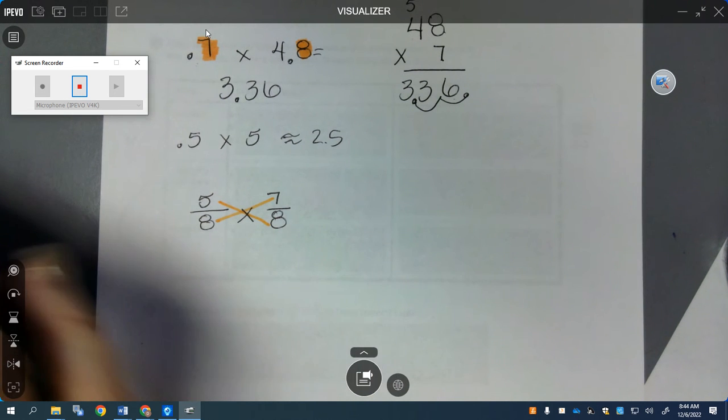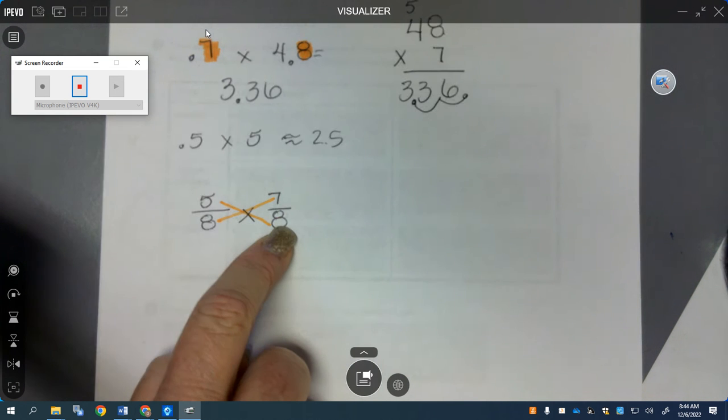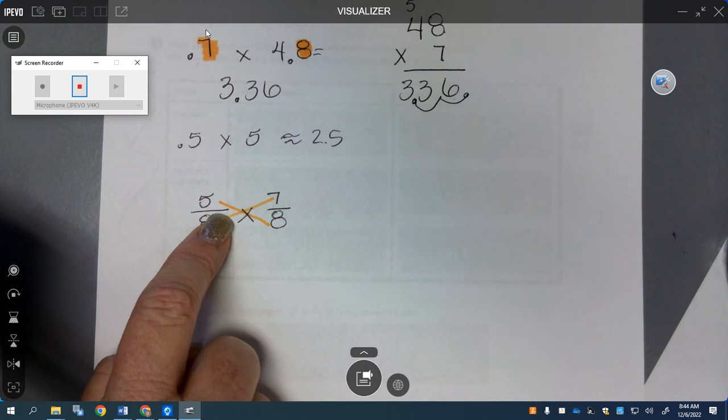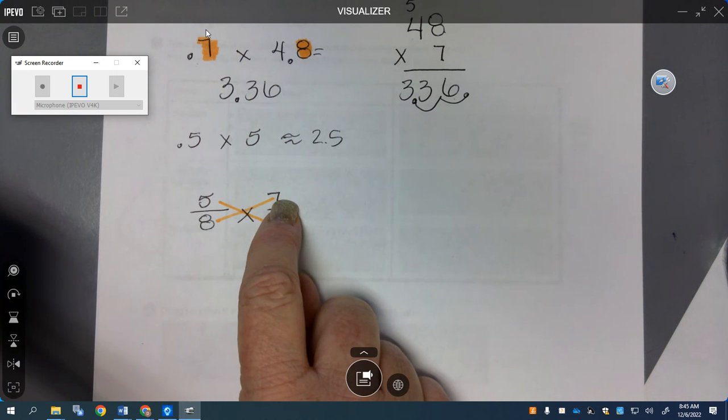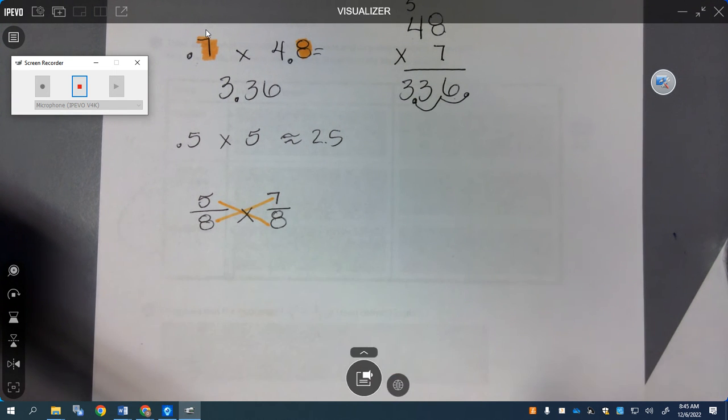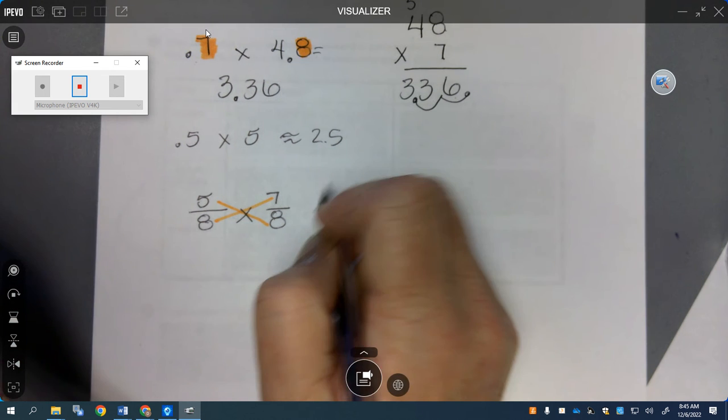So take a look at this numerator and this denominator. Is there a number that goes into both of those? Take a look at this denominator and this numerator. Is there a number that goes into both of those? So I can't cross simplify anything. So that means I'm just going to multiply everything straight through.